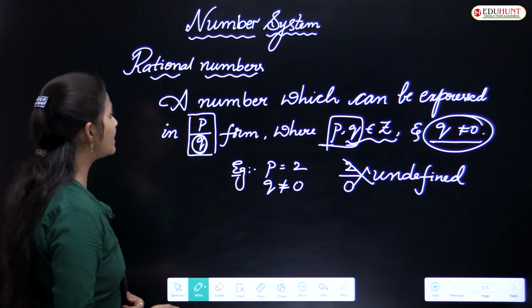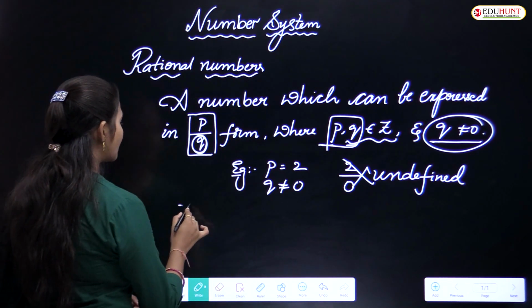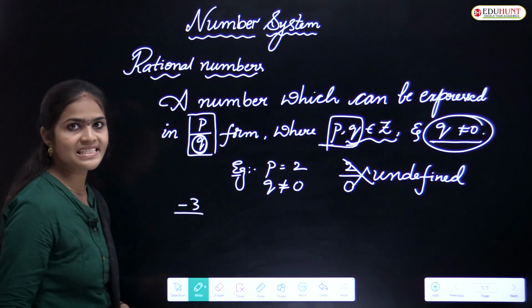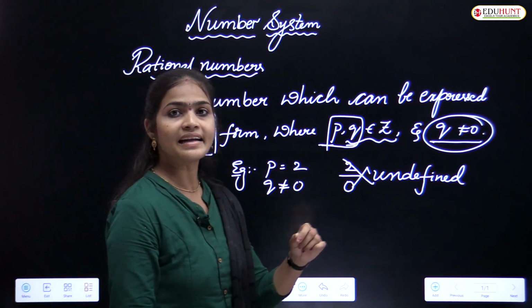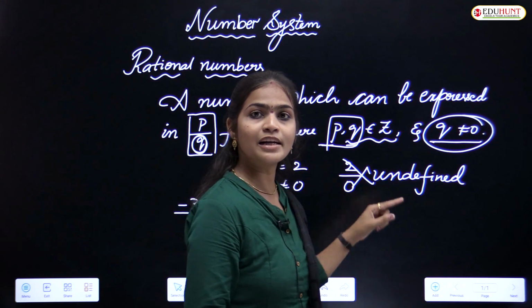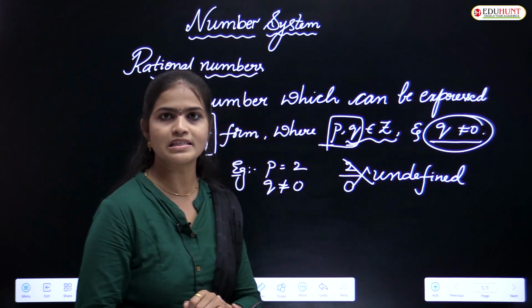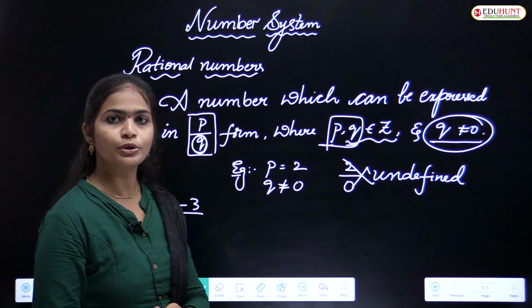Okay, let us see the integers. Here I am going to consider minus 3. Minus 3 is an integer. We can represent that minus 3 in a fraction form also. How is it possible? Do you know that?